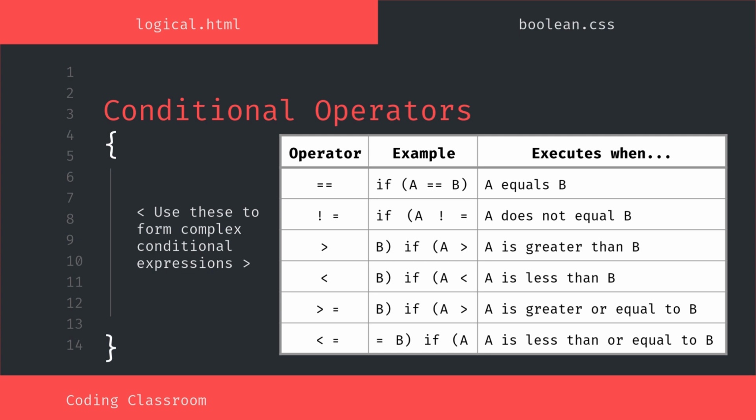Greater than or equal to. This checks if the left value is greater than or equal to the right value. Less than or equal to. This checks if the left value is less than or equal to the right value. These operators allow us to build conditions based on how values relate to one another. Whether we're checking if two values are equal or comparing numbers, these operators are essential for making decisions in code.